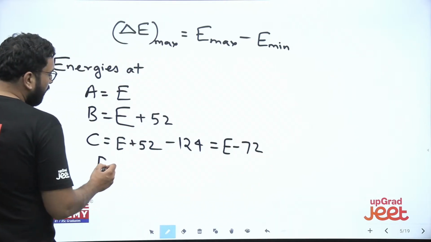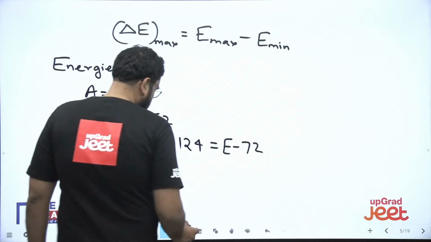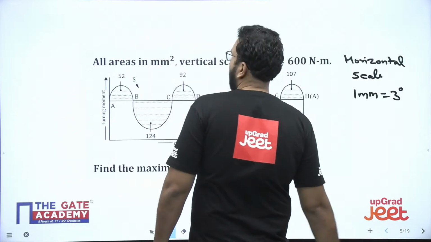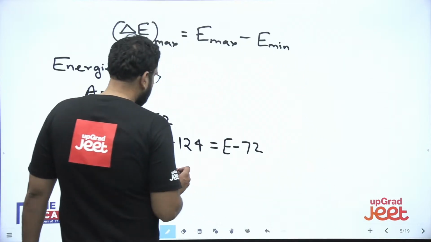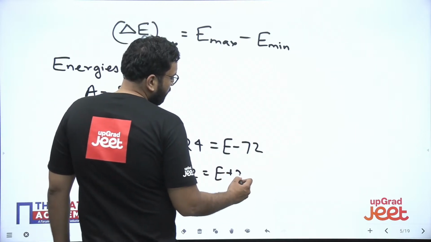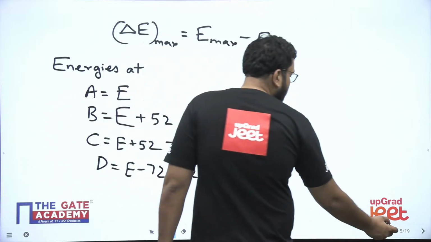Now at point D you will have E minus 72, and this is going to be 92. So plus 92, so that is going to be E plus 20. I hope it is clear to everyone. Now similarly we can move forward.